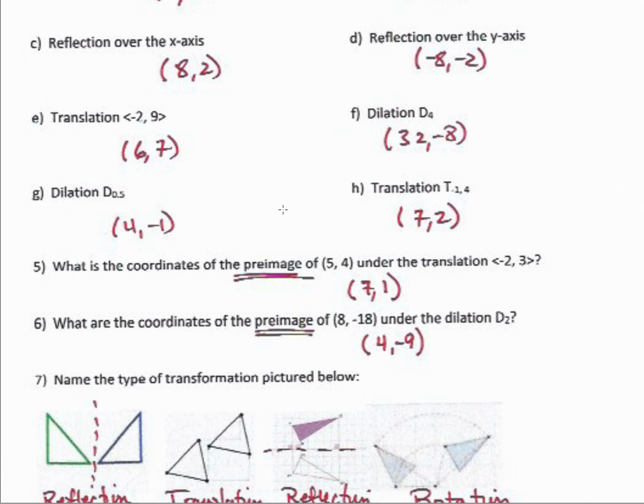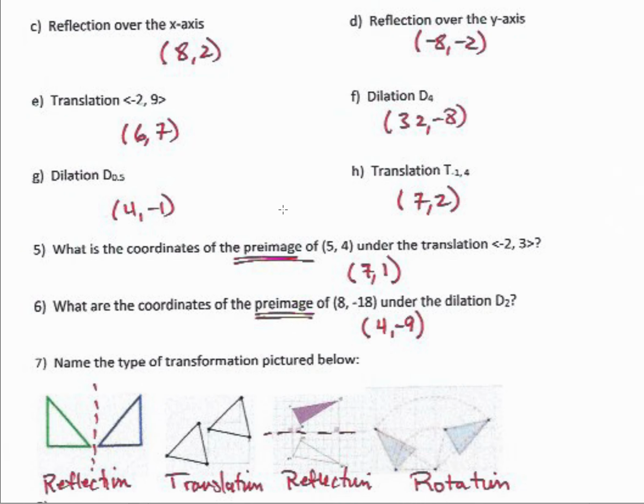When you reflect over the x axis, you keep the x the same, negate the y. When you reflect over the y axis, you keep the y the same, negate the x. Again, do it on scrap paper, count and repeat. So for the x-axis, it's 8, 2. For the y-axis, it's negative 8, negative 2.